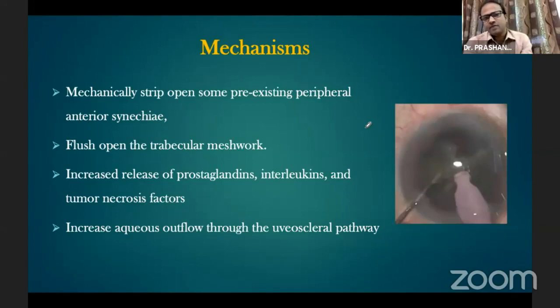Apart from this, there are other mechanisms which also help in angle closure glaucoma. Because of the continuous flush of fluid and hydrostatic pressure, it can mechanically strip open a few of the synechiae which are recently formed. It can flush the trabecular meshwork, so it can also help in removing the blockage. Because of the increased amount of prostaglandins, interleukins, and tumor necrosis factor, it can enhance the alternative pathway or uveoscleral flow of the aqueous.